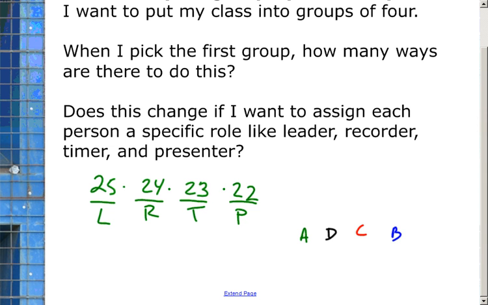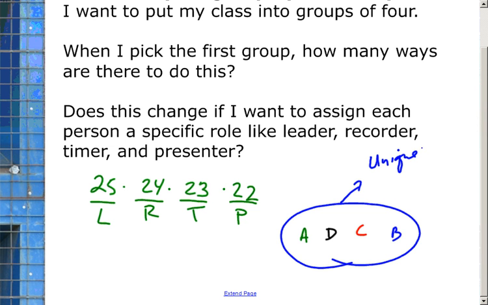So the next question would be, how many different ways could these guys be ordered? So if I'm picking them, how many different groups? So how many unique ways are there to pick these guys? You'd again have 4 times 3 times 2 times 1, the fairly familiar number of 24.